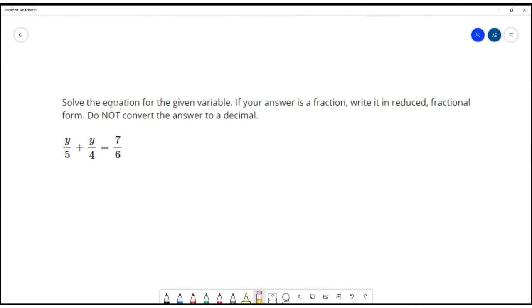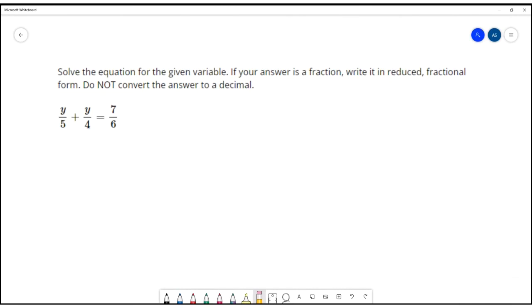In this example, we want to solve the equation for the given variable. If your answer is a fraction, write it in reduced fractional form and do not convert the answer to a decimal. Our equation is y over 5 plus y over 4 equals 7 over 6.